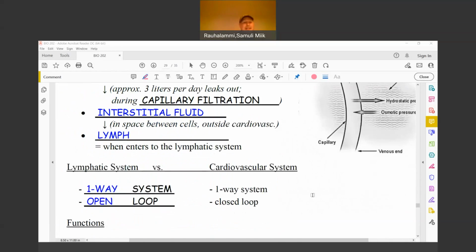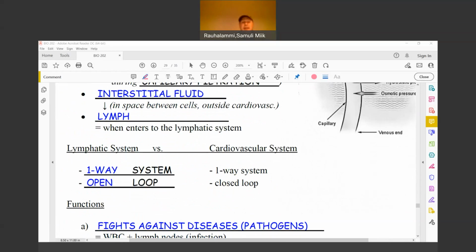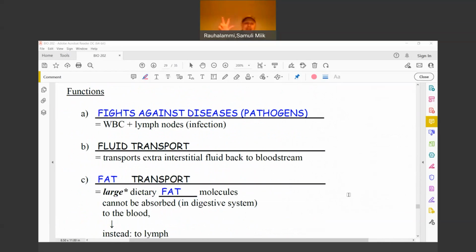We've already seen the comparison between the lymphatic system and cardiovascular system, both one-way systems, but remember that the lymphatic system was open loop, so it was open from one end, so that's how it's able to pick up that lymph. There are three functions that we see for the lymphatic system.